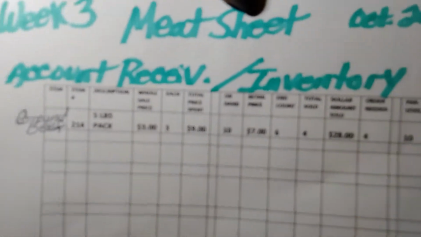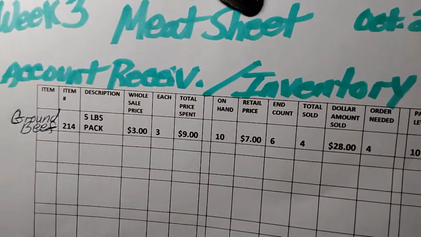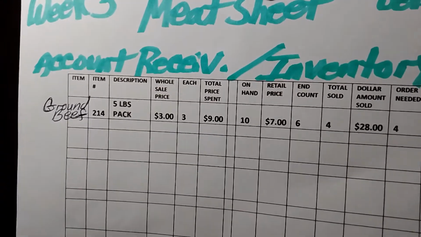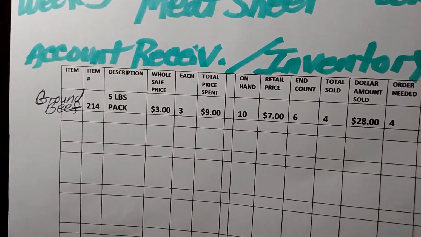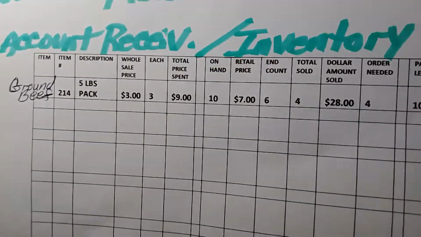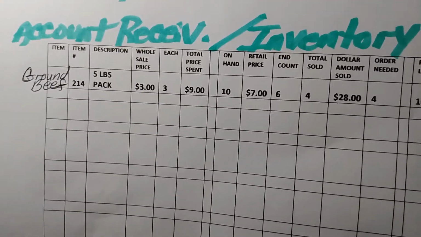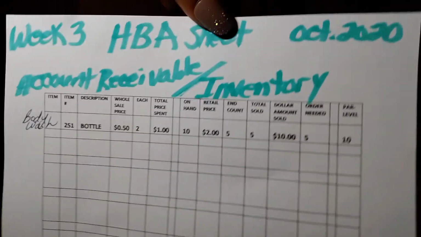And your meat sheet is your ground beef. We ordered 3 ground beefs last week. And that's what came in off the truck. Ground beef, 3 today. And that's how you record it. And you paid $9 for it. But it goes into the meat category on your accounts receivable. Okay. And then your next one is your HBA sheet.